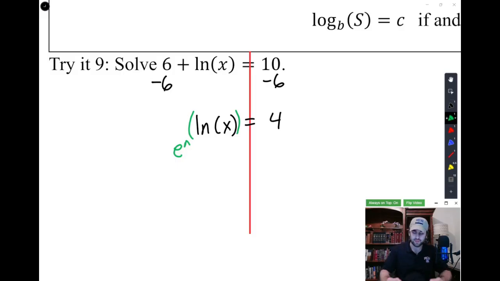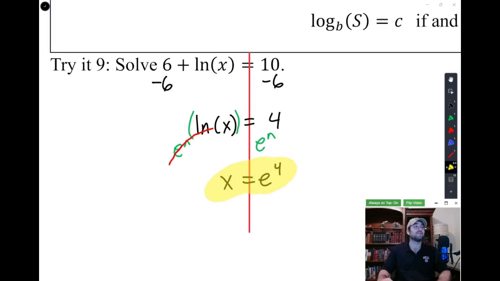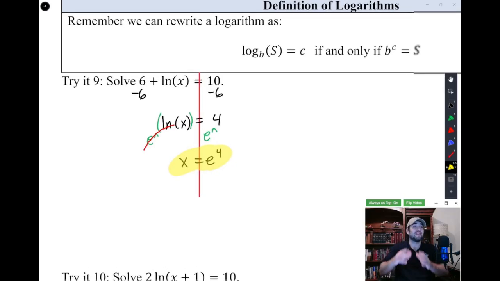But what you do to one side, you have to do to the other. And that's going to cancel that whole e to the natural log and leave us with just x equals e to the 4. And so there's the skill to get rid of the natural log. So we learned that log is the skill to get rid of the base, and basing is the skill to get rid of the log.